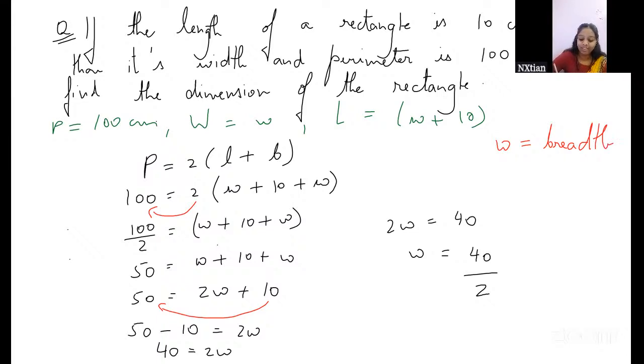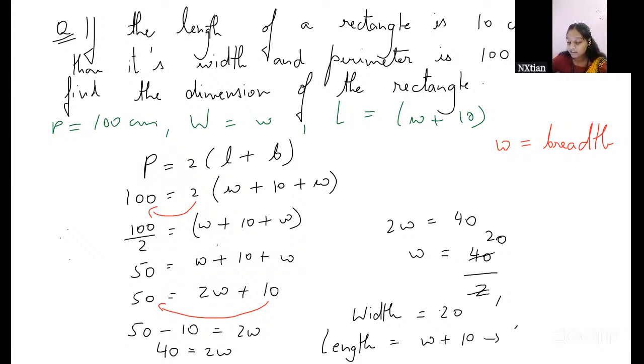Okay. Yes. So 2 ones are 2s are 40. Width is 20. Okay, 20. Now going to the length. Length is width plus 10. That is 20 plus 10 equals 30 cm.